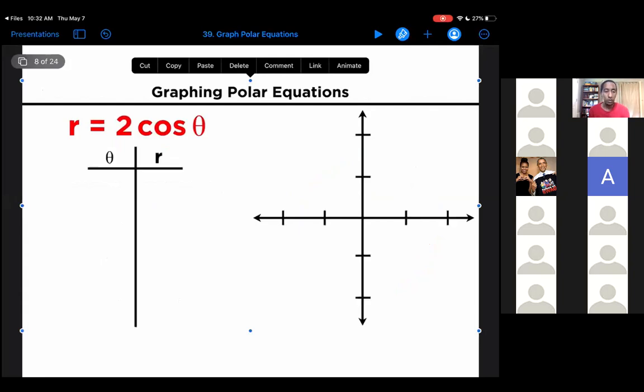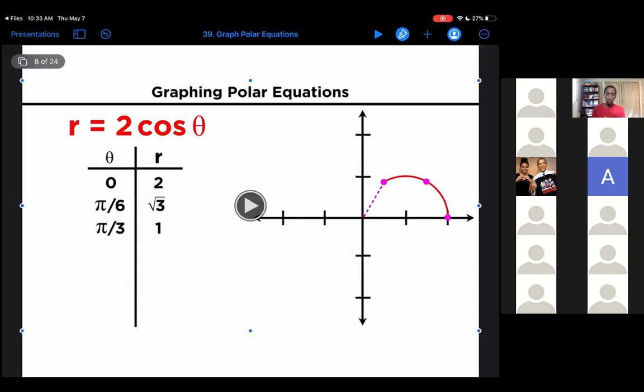One way to plot this is to plug in points. Let's plug in multiples of a 6th pi and see what we get. When theta is 0, cosine is 1 times 2 is 2. So 2, 0 is a point. Plugging in a 6th pi, we get 2 times root 3 over 2, or root 3. We can estimate this to the 10th place and plot that point as well. For a 3rd pi, we get 2 times.